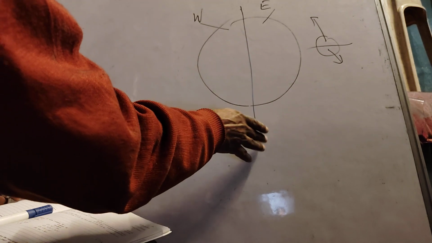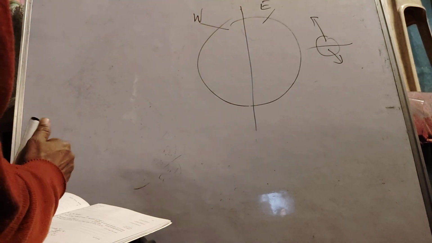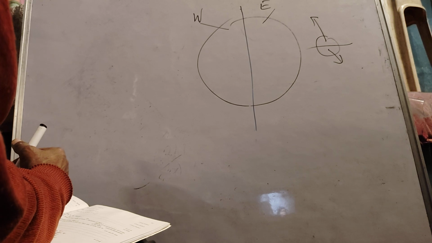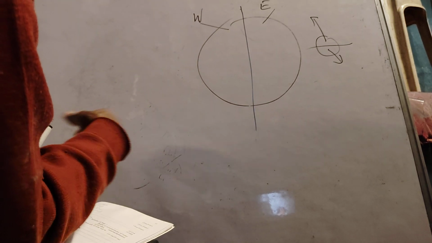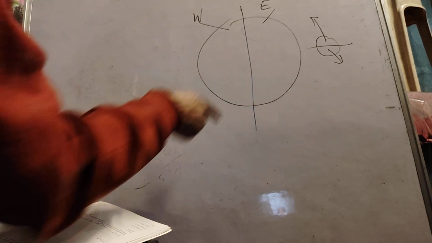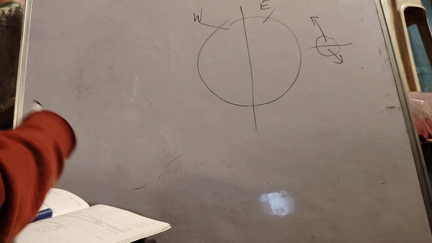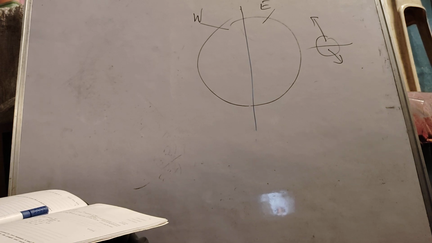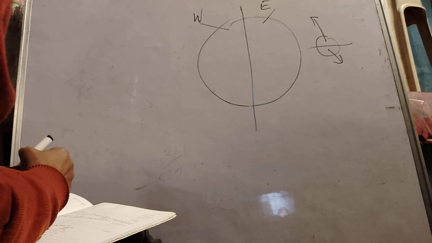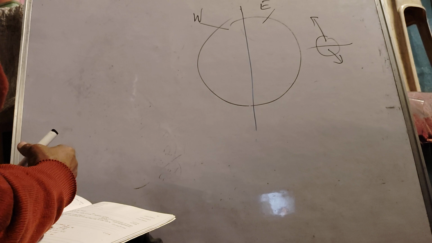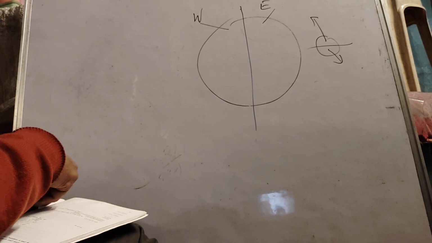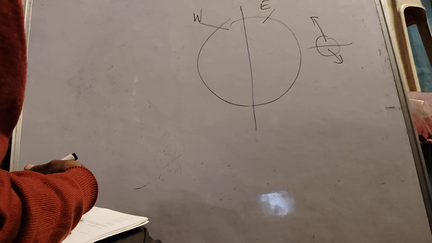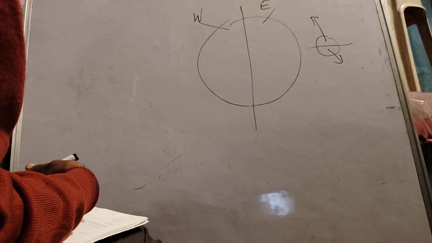What is the name of this line? The border? This is an imaginary line, this is not a border. So from which city or which country does it pass? Asia. It passes through a big, popular city in Europe. From which city?